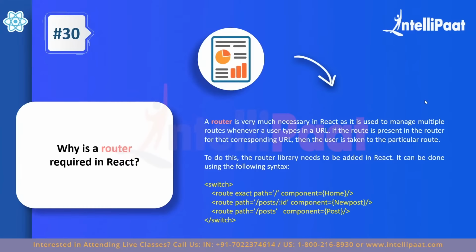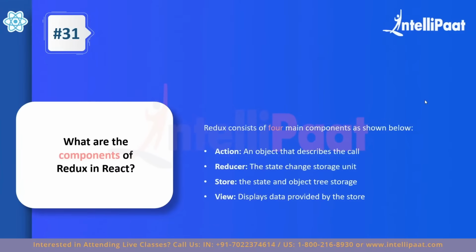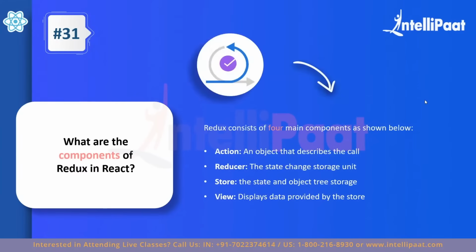Now with this, we come to the 31st question. The 31st question states, what are the components of Redux in React? One very important thing that you have to keep in mind while answering this question is that Redux comes with 4 very important components. It's action, it's the reducer, it's store, and it's view. So action is an object that actually describes a call. Reducer will actually denote the state change that happens in the storage unit. Store, on the other hand, will denote the state and the object tree storage, while view displays the data that is provided by the store.